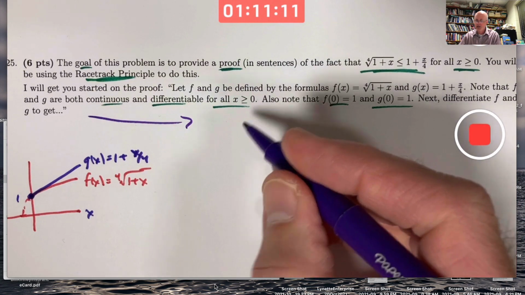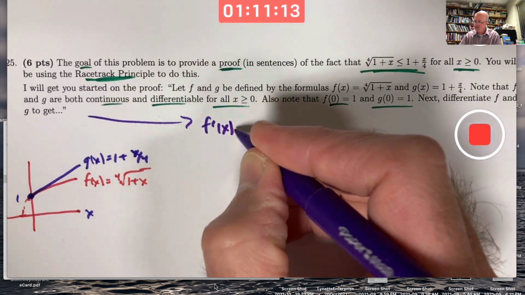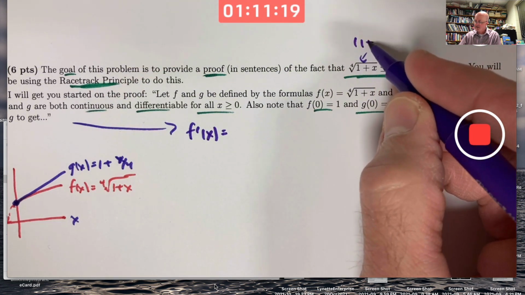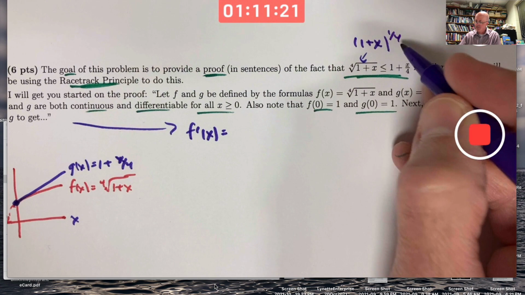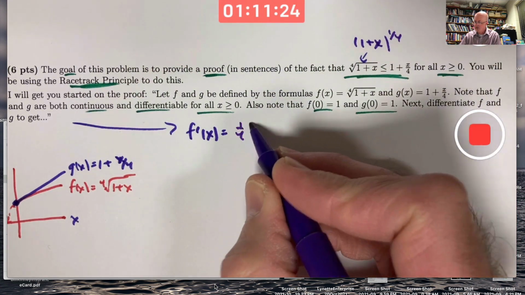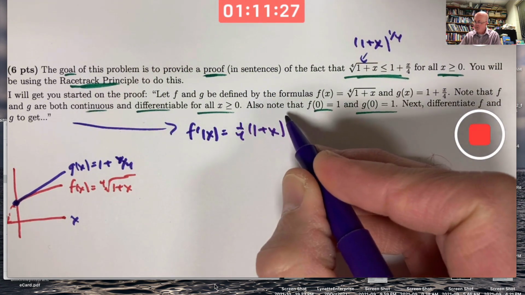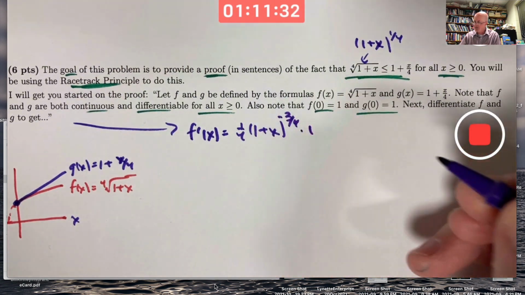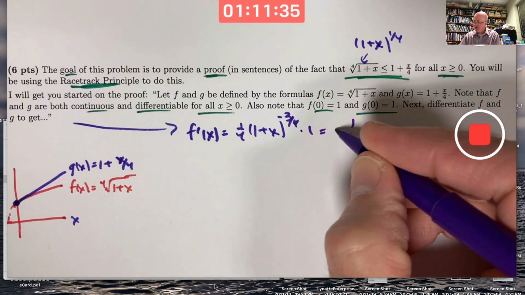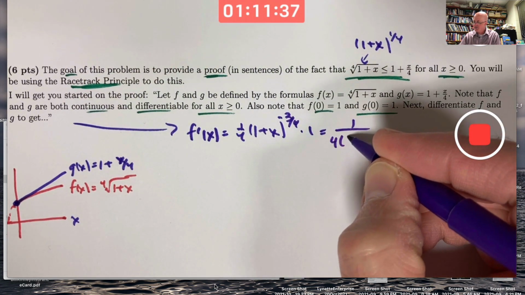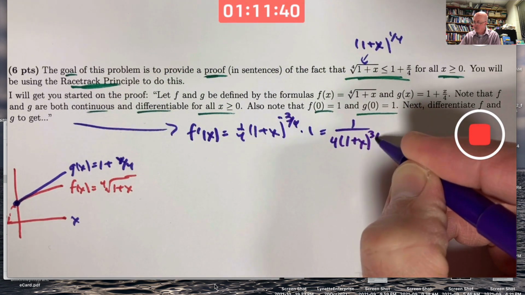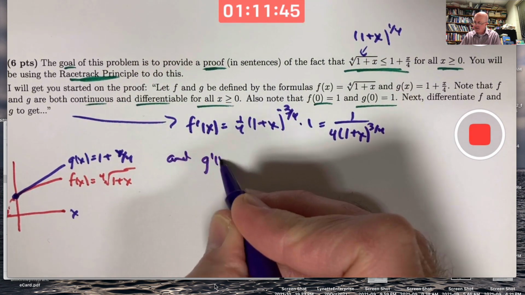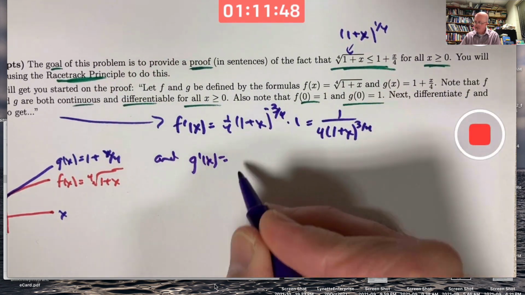Okay, so now I'm continuing the proof. To get what for the derivatives? The derivative of f, well, this is the same as 1 plus x to the 1/4 power. So we're going to bring down the 1/4, get 1 plus x to the 1/4 minus 1, which is negative 3/4 power. Chain rule says multiply times the derivative of the inside, which is 1, which doesn't affect things. 1 over 4 times 1 plus x to the positive 3/4 if it's in the denominator. And g prime of x is a linear function of x. Its derivative is 1/4.